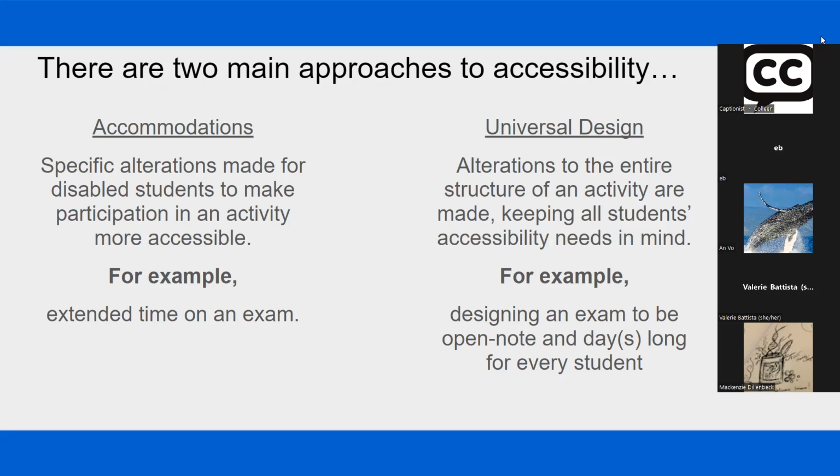This is in comparison to universal design, which is defined by alterations to the entire structure of an activity that are made, keeping all students' accessibility needs in mind. For example, design an exam to be open note and days long for every single student, regardless of whether or not they are disabled.